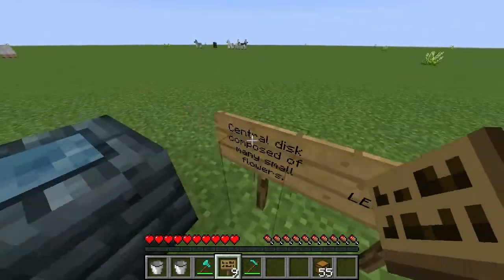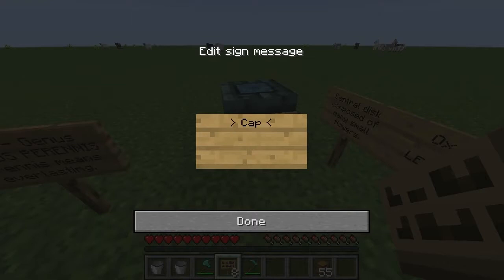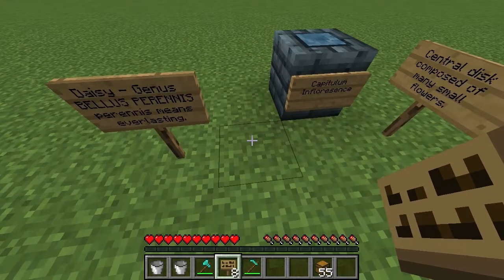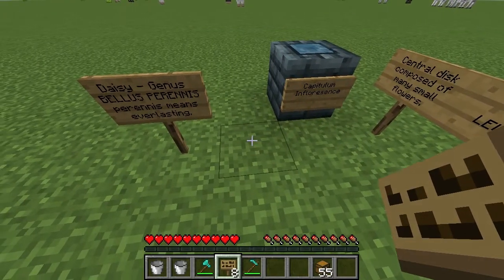This idea of the central disc composed of many small flowers is actually known as capitulum inflorescence. There are many different types of inflorescence, and it's to do with the structure of the flower, essentially with these fused anthers. I'll put that to the side, because that's not actually what we're talking about here.